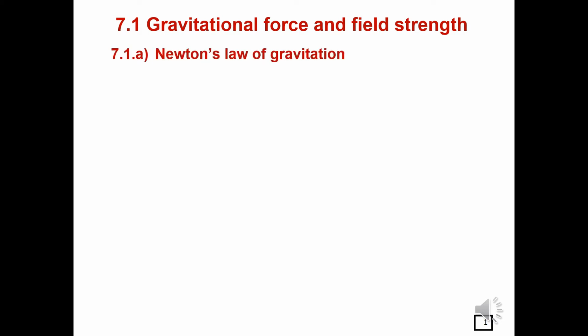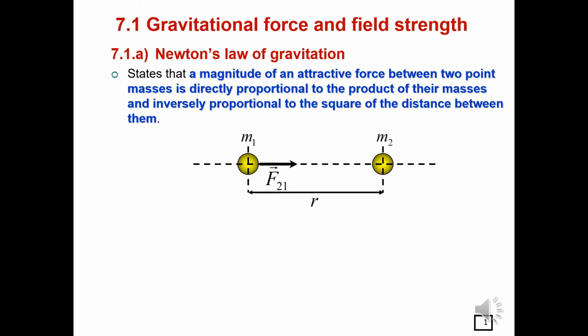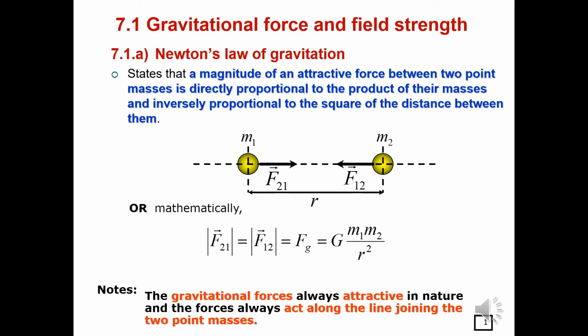Newton's law of gravitation states that the magnitude of an attractive force between 2 point masses is directly proportional to the product of their masses and inversely proportional to the square of the distance between them. In a mathematical equation, the force acted by mass 2 on mass 1 is equal to the force acted by mass 1 on mass 2, which is equal to G m1 m2 per r square. Please bear in mind, the gravitational force is always attractive in nature, and the force always acts along the line joining the 2 point masses.